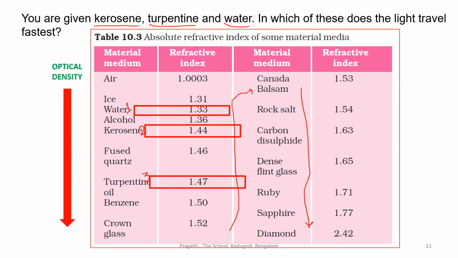So as optical density is lesser, the speed will be more. If the optical density is more, the speed will reduce. Clear?